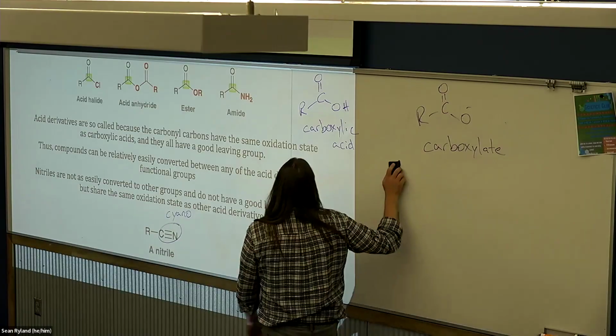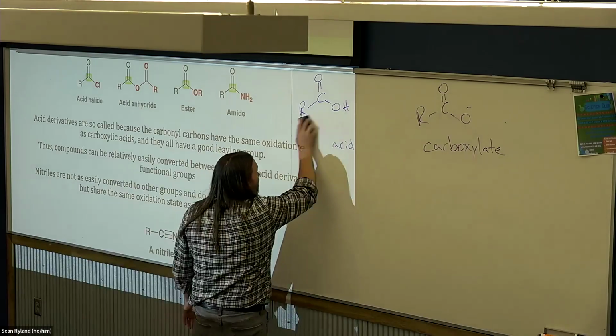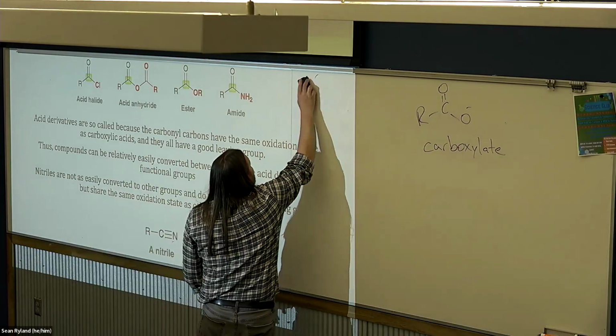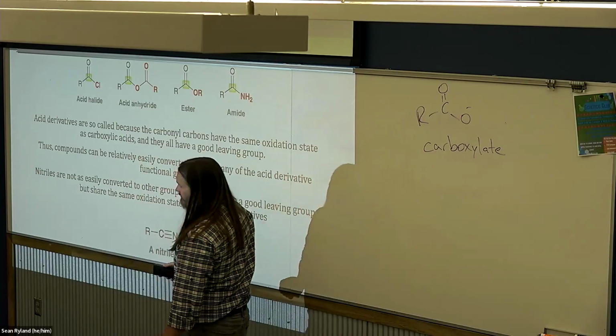All right, so let's just go from left to right in terms of naming these. They're all going to follow our normal structure. Find your longest continuous carbon chain that has the acid group.